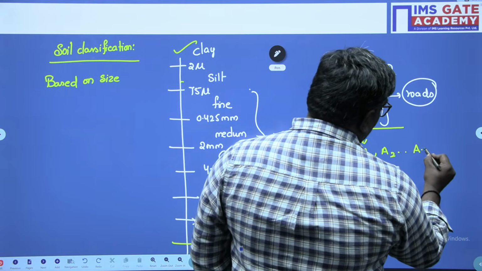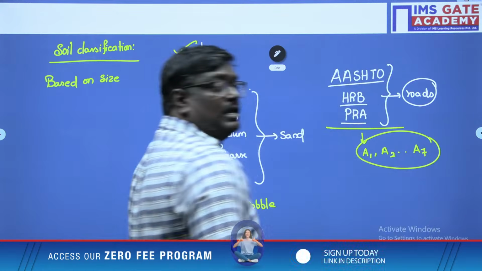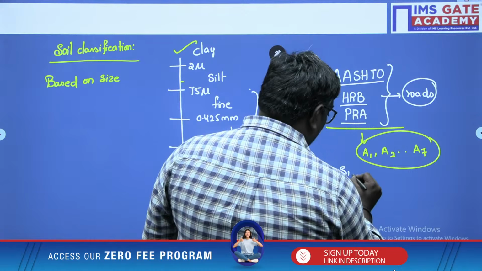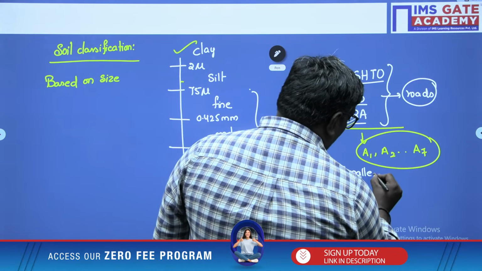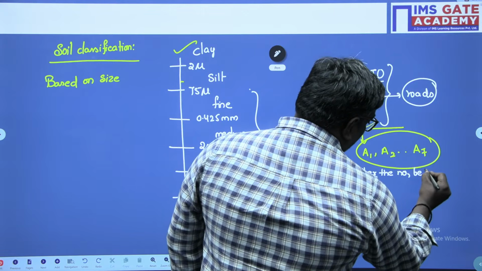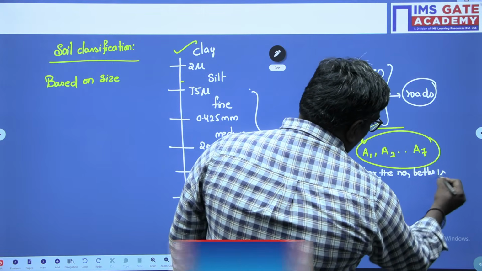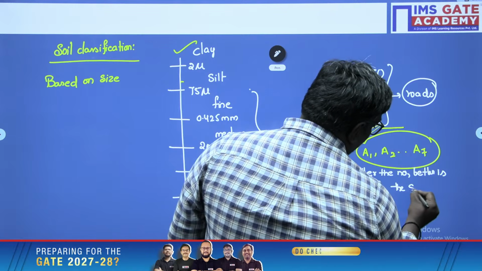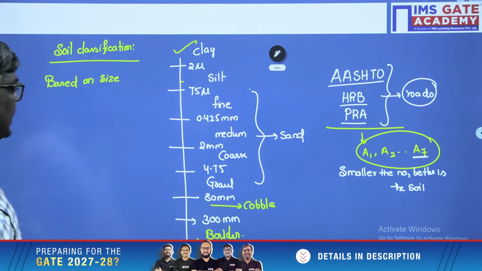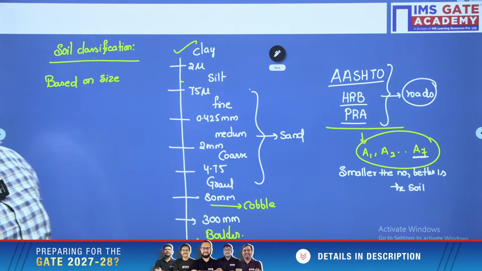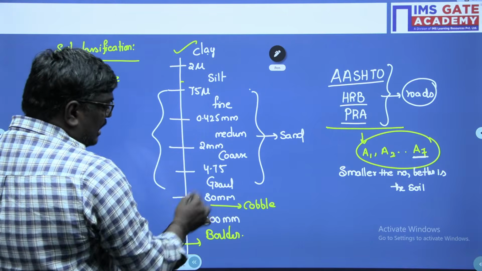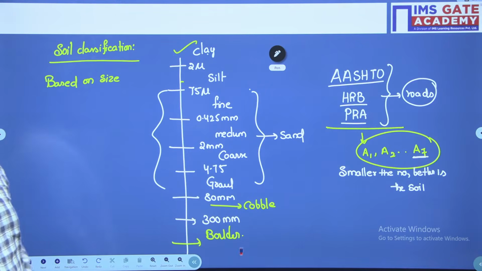So the soil is classified into 7 groups, A1 to A7. Understand, my dear students, smaller the number, better is the soil. And black cotton soil falls under which group, sir? A7, which has high swelling and shrinkage. So based on the size of the soil particle, we have clay, silt, sand, and here we have boulder, cobble and everything.